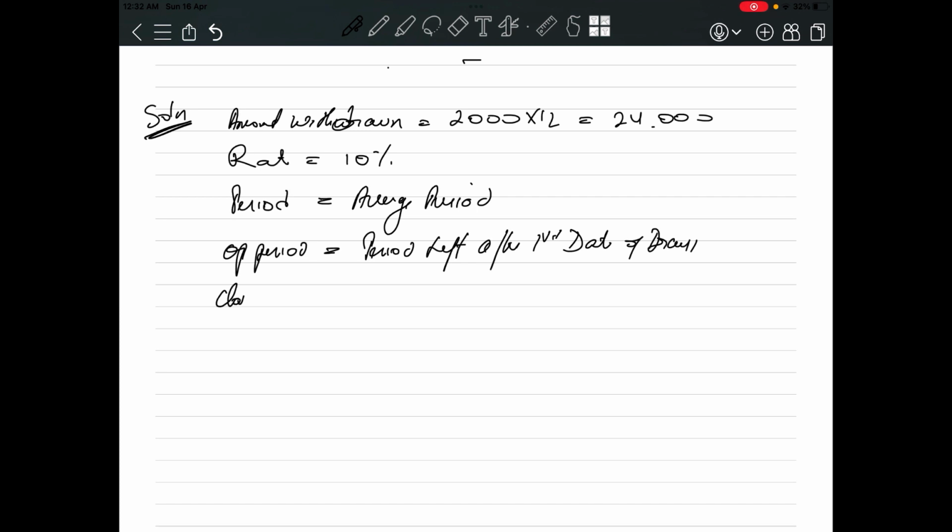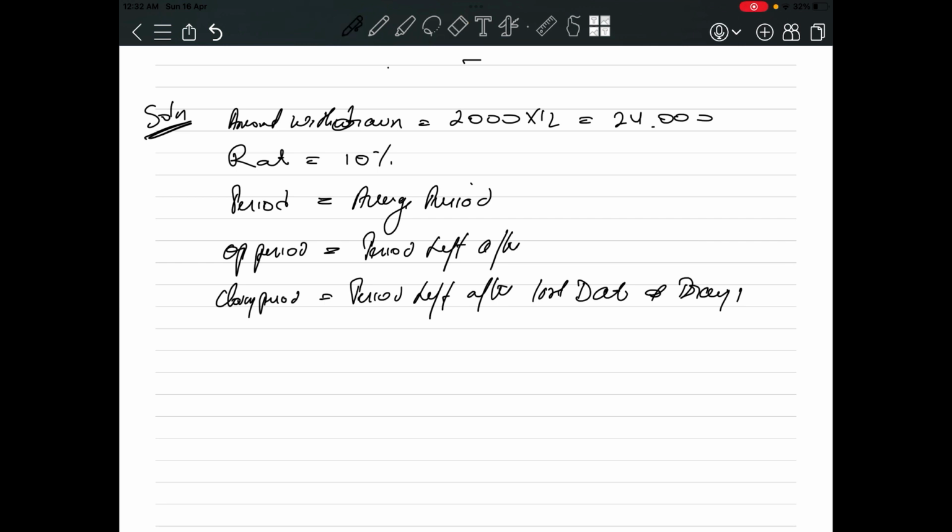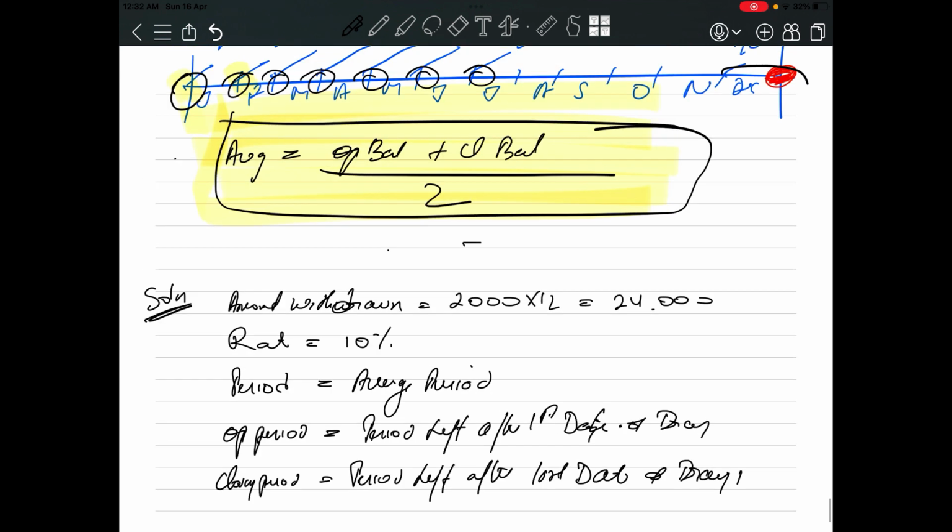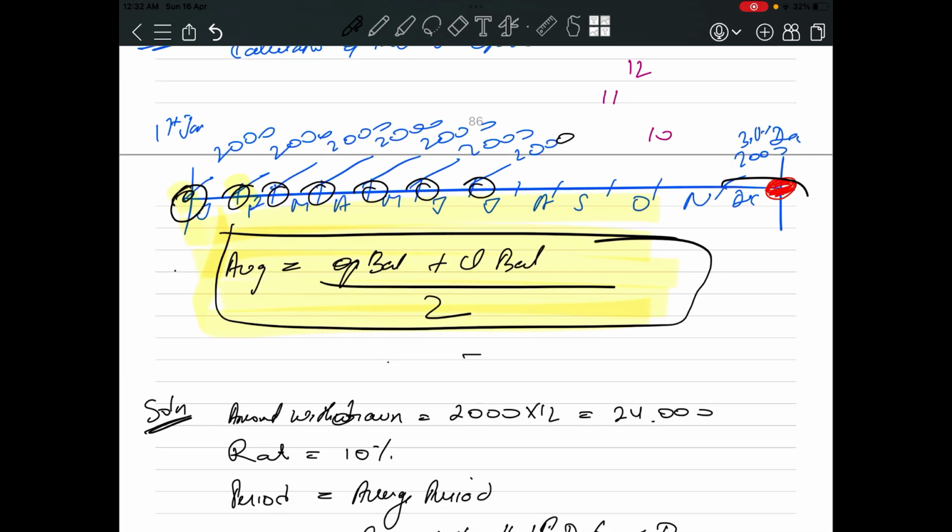And what will be the closing period? The period left after the last date of drawings. I have to calculate the average. Average means opening plus closing divided by 2. So what is the opening period? It is the period left after the first date of drawings. So what is the period left after the first day of drawing? The money is withdrawn on the first day of January, so the period left after the first day of drawing is 12 months.